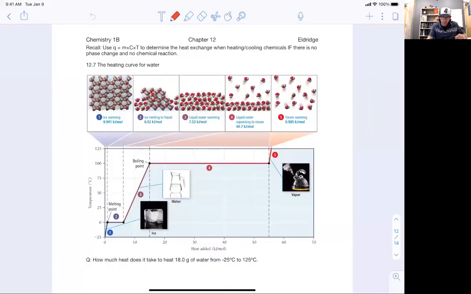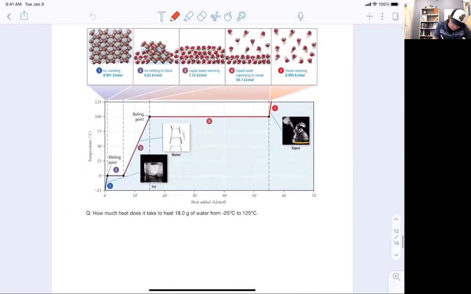So here's a really cool figure from your book. So again, we're taking ice. So here's the main question that we're working on. How much heat does it take to heat 18 grams of water from negative 25 Celsius to 125? So we're starting down here and we're ending up here. We're kind of going this way, and then you got heat added there. So hopefully we get a number that's pretty close to 55, 56 kilojoules. And we're seeing 5 different lines. And so again, at the beginning, you're starting with ice, and that first little bit of heat that you put in is just warming the ice.